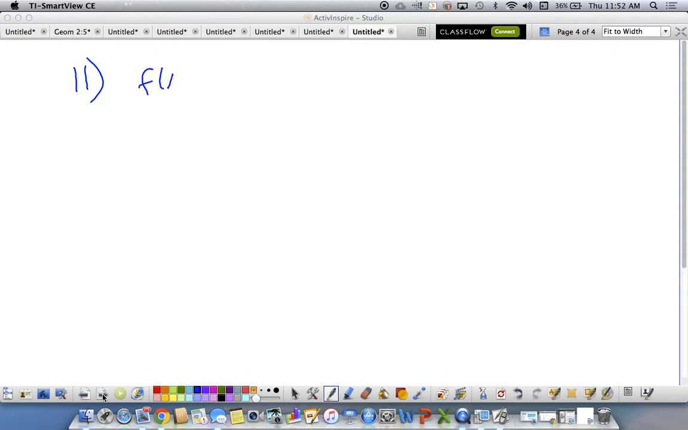If f of x equals e to the x and g of x equals natural log x, what is the domain and range of these two things? Before I go to A and B, what's the domain of e to the x? All real numbers. What can I plug in? All real numbers. Okay?